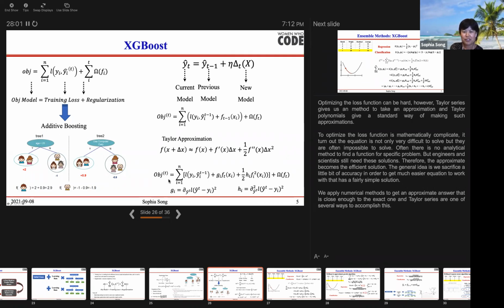So first order, this model, the current model. The second order derivative, your current model, then plus the regularization. Here the first order is usually the partial derivative of your model's loss function. Here is the loss function. The second order is the second partial derivative of your loss function.